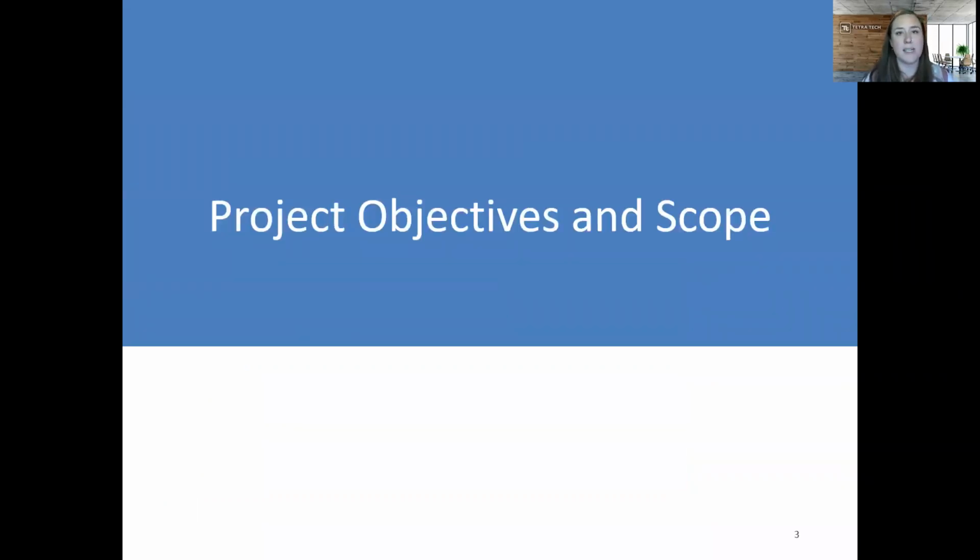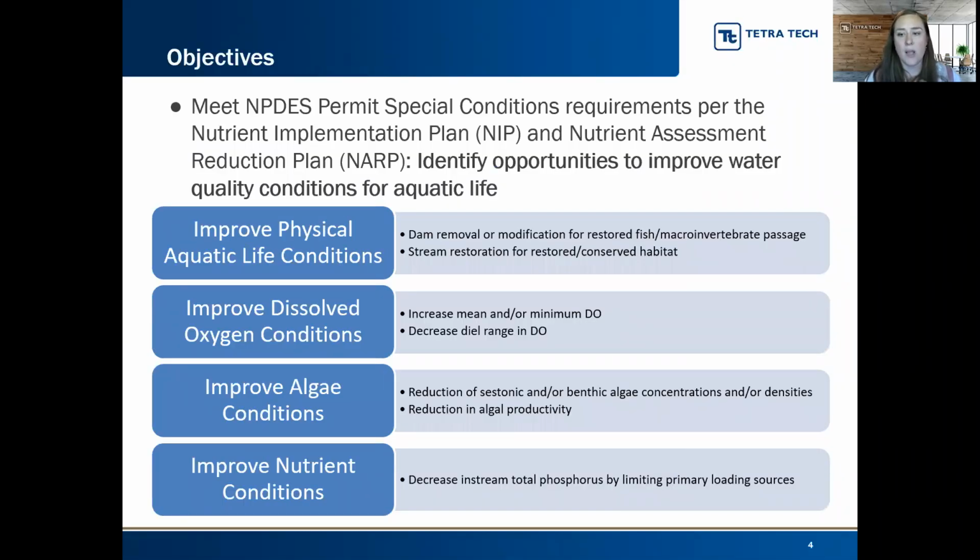So first, our objectives and our scope. Why are we here? The special permit conditions require that permittees work with other watershed members to determine the most cost-effective means to remove dissolved oxygen and offensive condition impairments for the DuPage River and Salt Creek watersheds. Why is that? To support aquatic life. So we're looking for opportunities to improve water quality with that end game in mind of improving aquatic life habitat conditions.